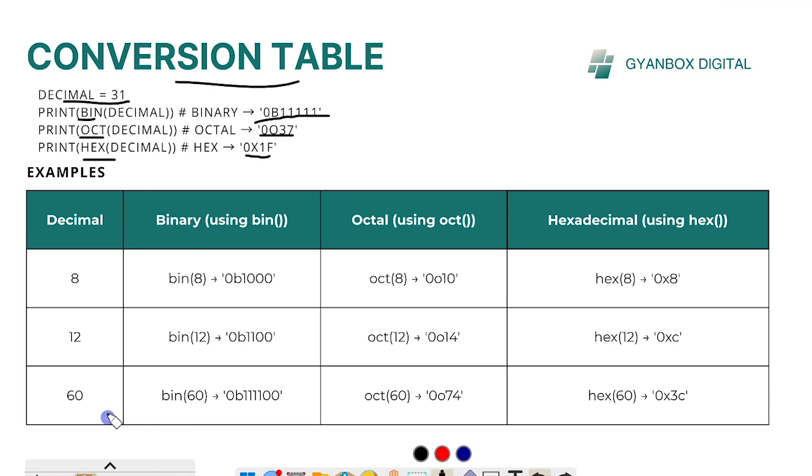Following table also shows different examples of converting the decimal into binary using bin function, oct for octal and hex for hexadecimal. Likewise, the decimal number 12 can be converted using bin into binary, using oct function into octal and hex function into hexadecimal. So these are built-in functions, we just have to pass on the value to it and it will simply convert the number from decimal to its respective number system.